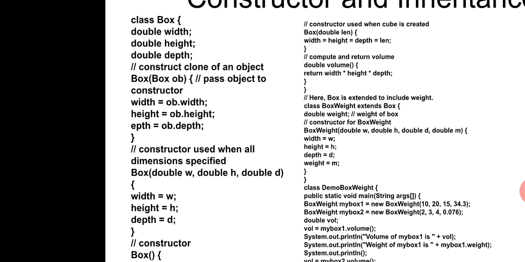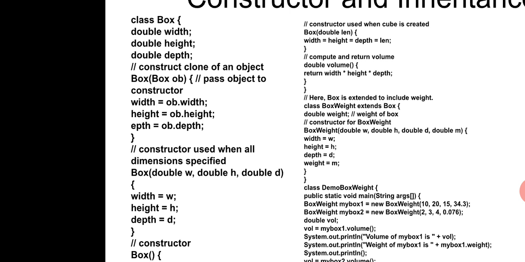So you can concentrate on the left hand side. You have class Box. Inside the class Box you have three variables of type double: width, height and depth. Now you have one constructor which will take the reference of that same class, Box ob. So Box is the class name, and inside the brackets you have again Box ob. That means an object. You can pass the object to the constructor. You can pass the object reference.